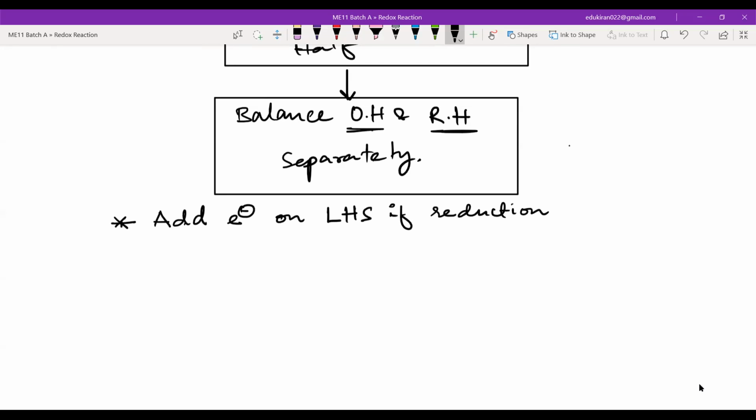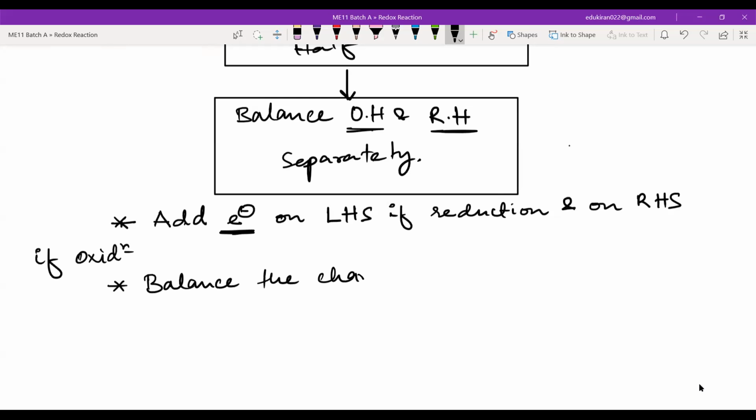Now, after that, balance the charges on both sides, either by adding H plus if acidic medium, or OH negative if basic medium. Okay. Then what do you do?